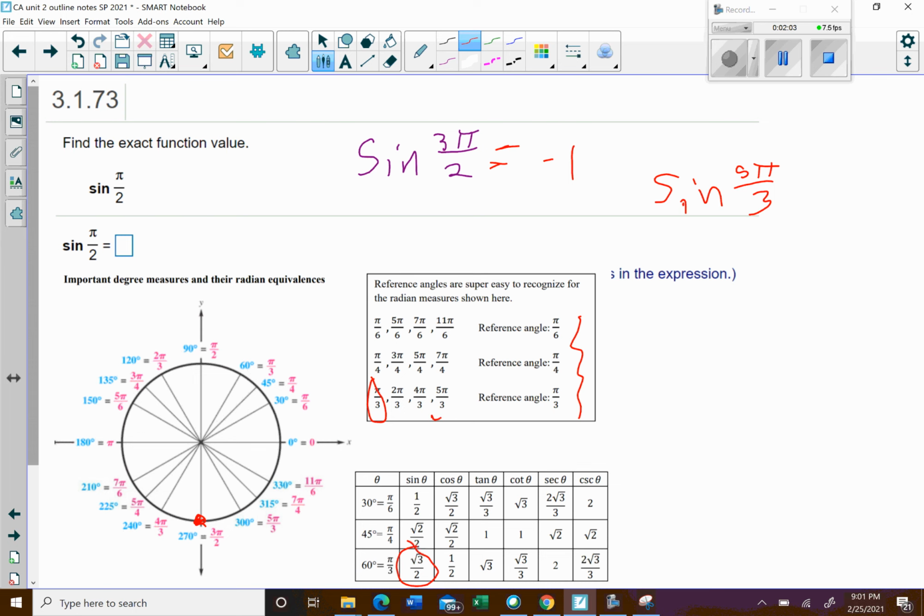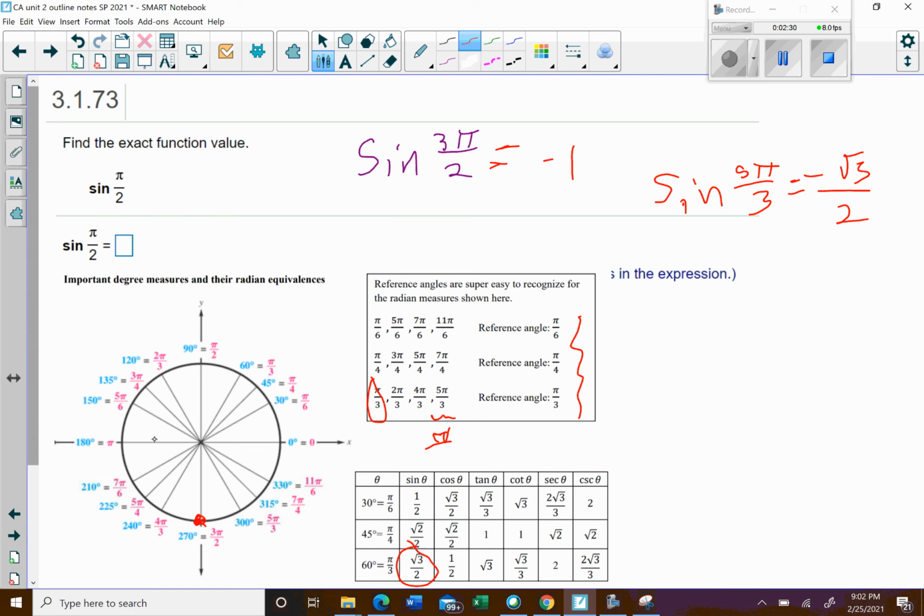But 5 pi over 3 is in the fourth quadrant, and in the fourth quadrant, when you're down here, your y value is negative, so that's why this would be negative square root of 3 over 2. And so that's kind of how you use reference angles. You're going to get the same proportions in other quadrants, but your signs could change.